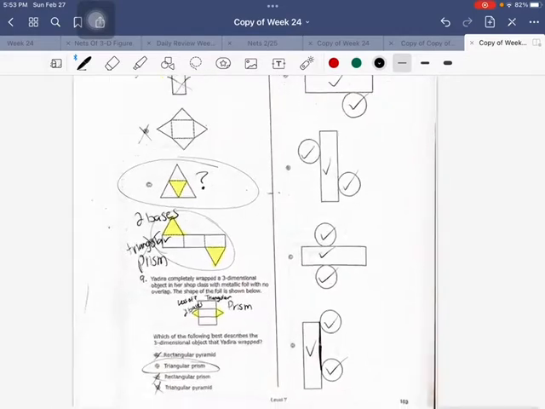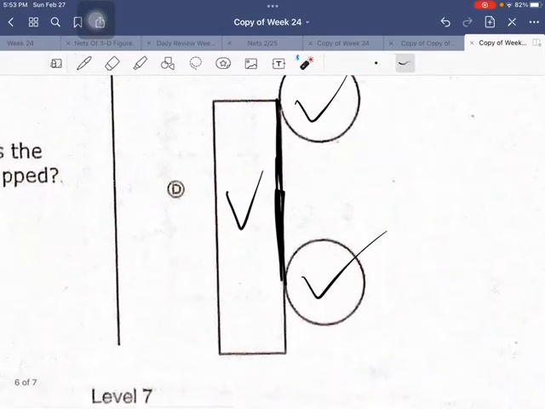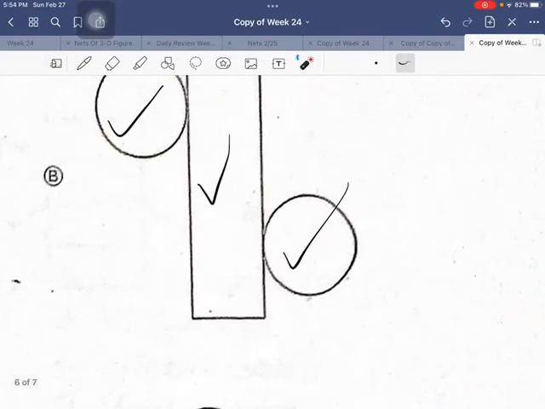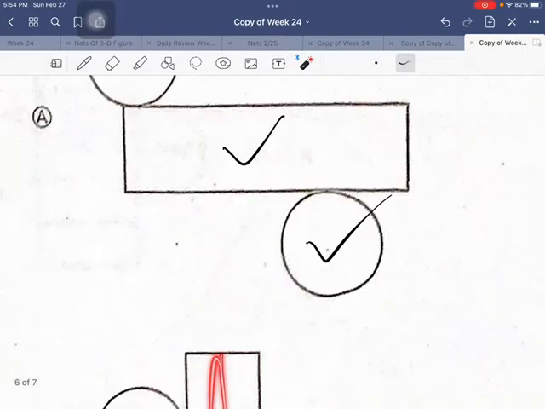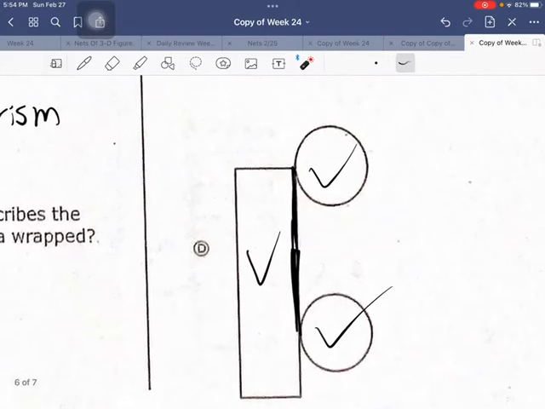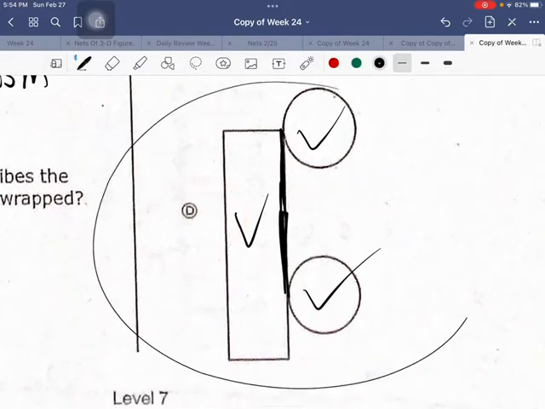Pretty sure you guessed it. This one does not have the rectangle in between both. All the rest do, in between both. This one just broke the rules and said, you know what? No, I'm not going to follow you guys. So this is my answer.